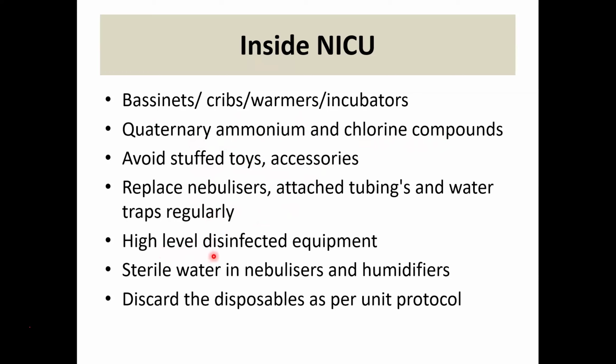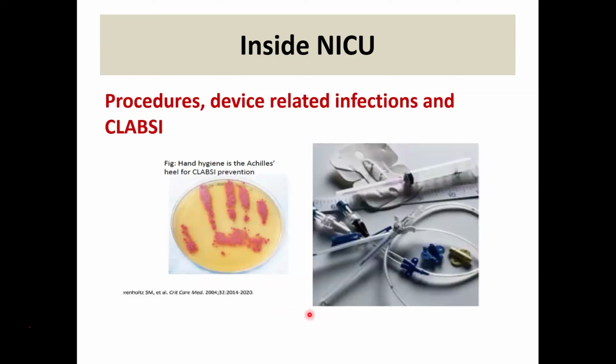Equipment which comes into contact with the baby very frequently, like the ambu bag. Ambu bag is often connected to the endotracheal tube. So all these things should be disinfected very carefully, right? And use sterile water for humidifiers and nebulizers. Discard the disposables as soon as used, right? And reusables should be sterilized according to the compatible procedure for reuse, right?